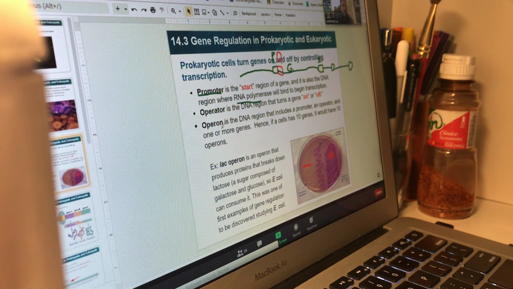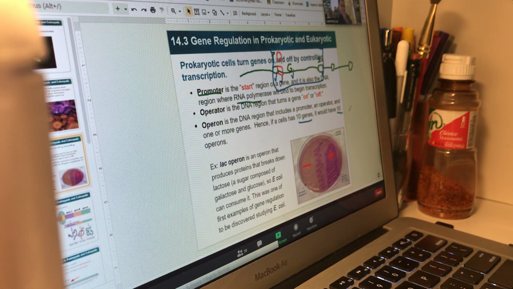Now, there's a third name. It's called the operon. Okay? The operon, people, is the entire region. So every gene, which includes the promoter, the operator, the gene, and the stop, that is one operon, okay? So let's say if a cell has 10 genes, it would have 10 operons.